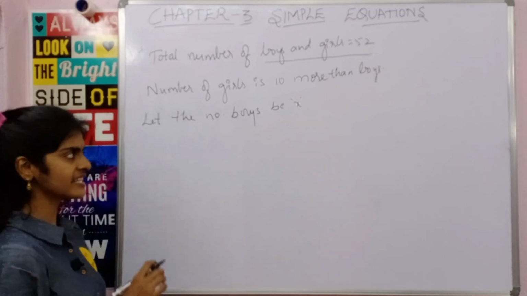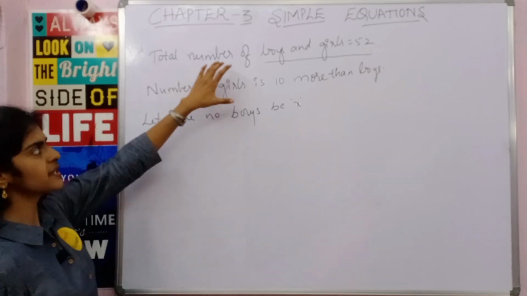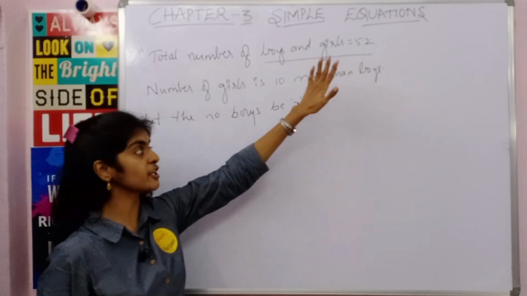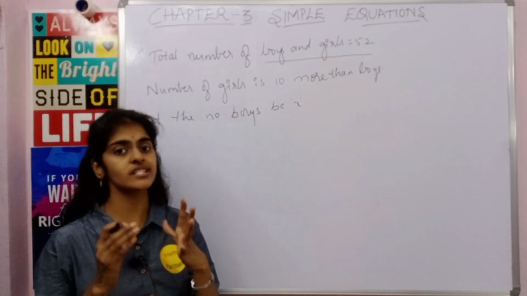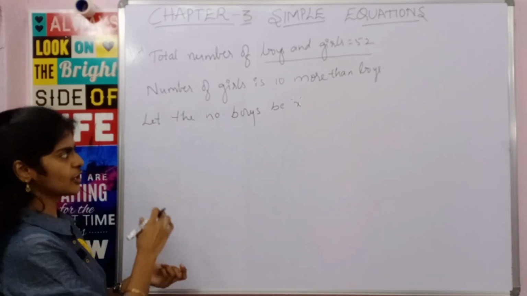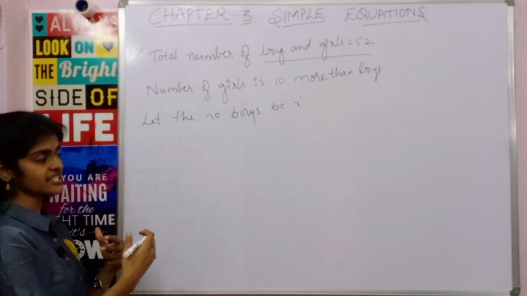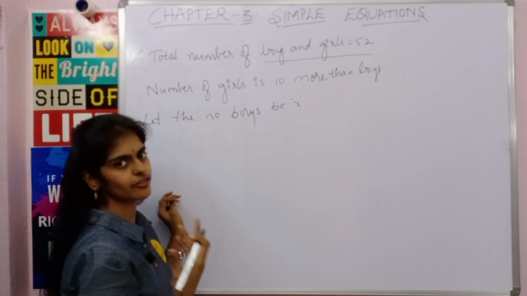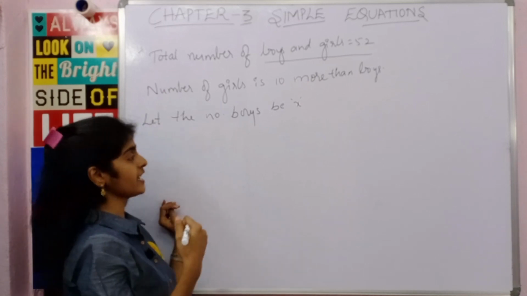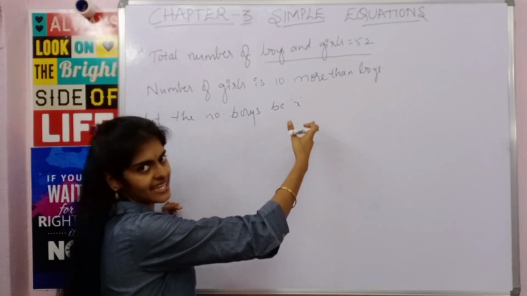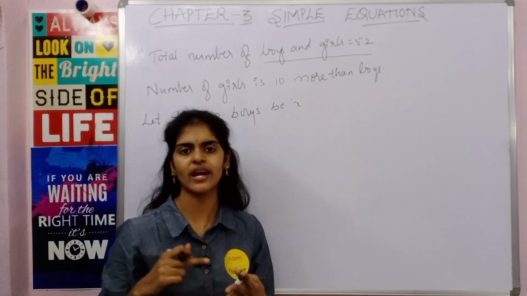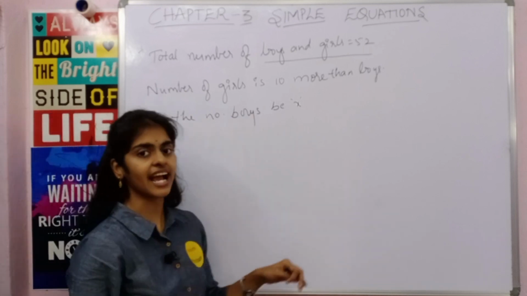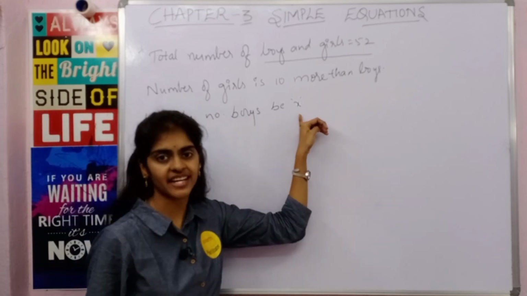Firstly, you will read the problem carefully and identify what you have to find out and what is given in the question. We have done that. The next step is to denote the unknown quantity. Here the unknown quantity is the number of boys, which you denote by x. You can take letters like x, y, z, a, b. There is no harm in taking any letter. You denote the unknown quantity with a letter, a variable. Clear?